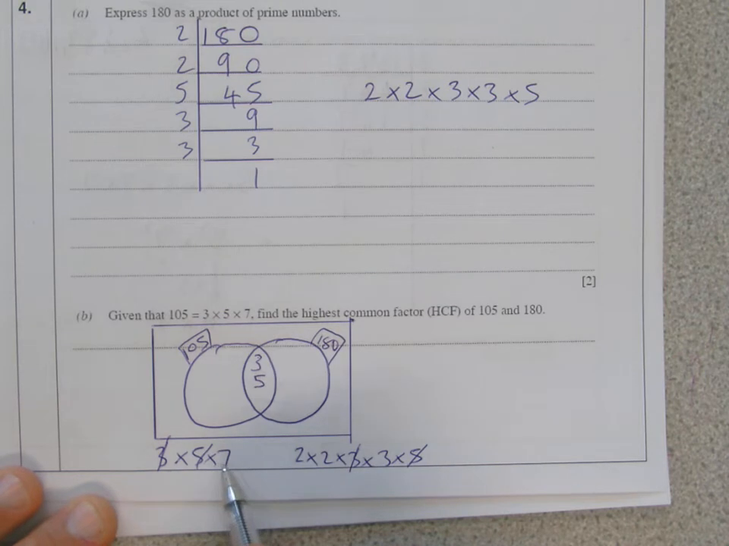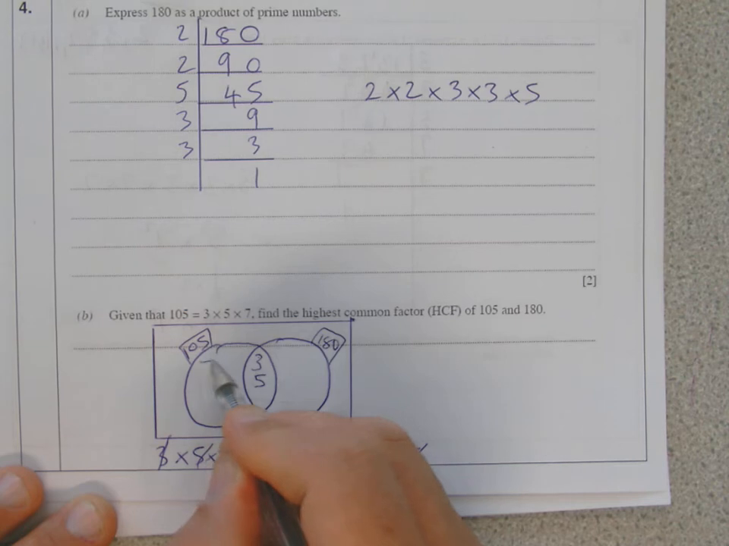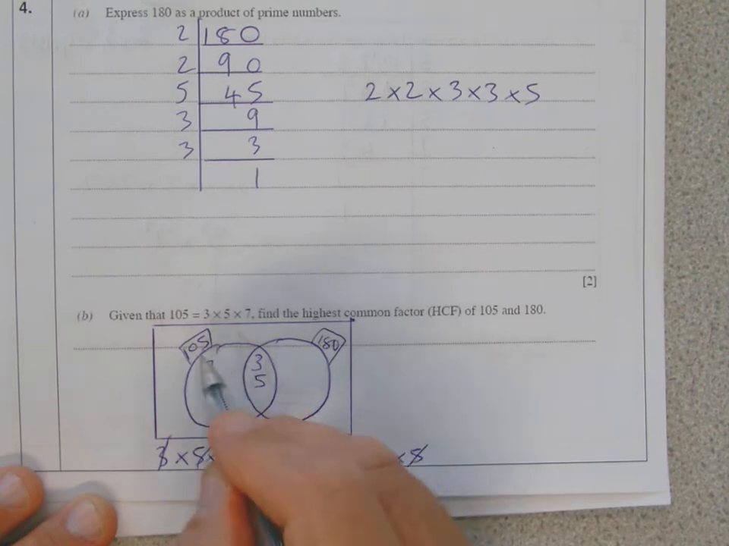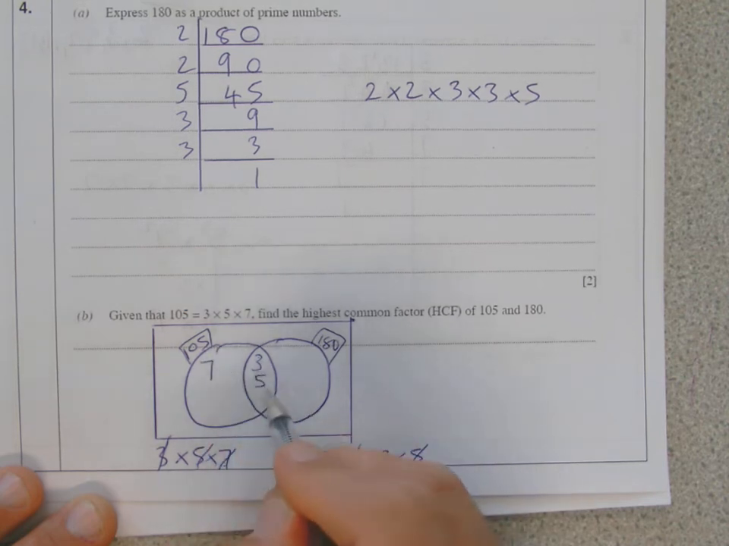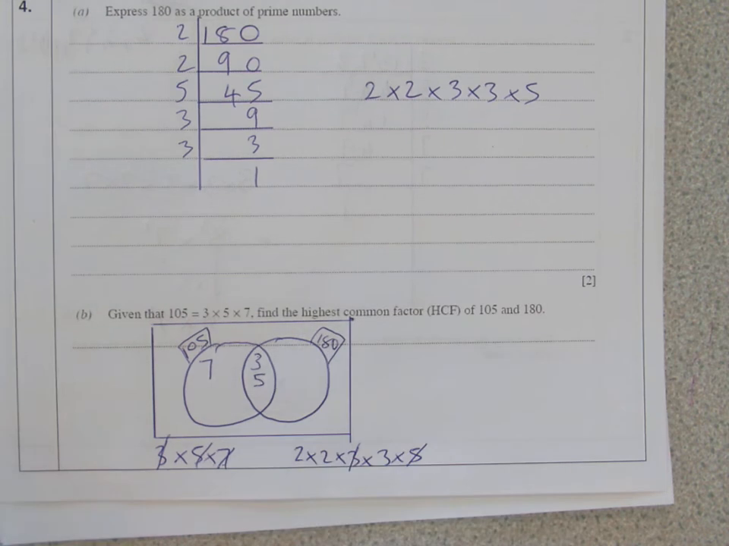So this 7, can I match this 7 up with a 7 over here? Well, no, there isn't a 7 over here. This 7 is just for this 105 alone. 7 isn't a factor of 180. So that's 7, because it's on its own, I'll write it in this part of the circle of 105. Obviously, don't write it in the overlap because it's not a factor of 180. So I'm done here. Let's go over to the 180.